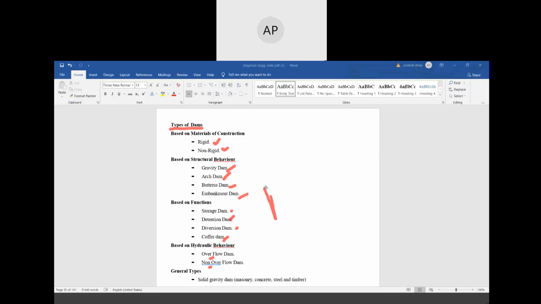Suppose this is a dam. Here this is the river. So this part is used as a reservoir. In the rainy season, when it overflows, the water will flow to the river. If the reservoir water level is here, then it is a non-overflow dam. If the water level rises, it is an overflow dam. So these are the two classifications.